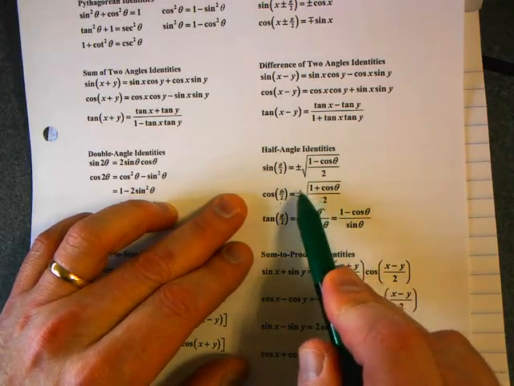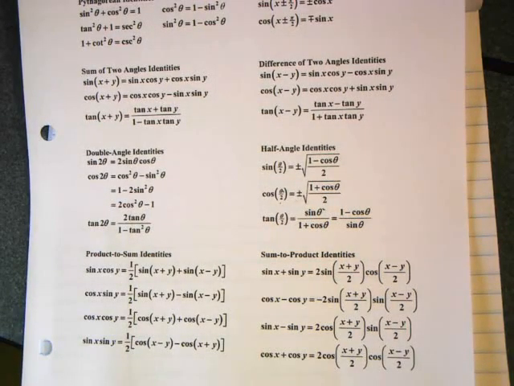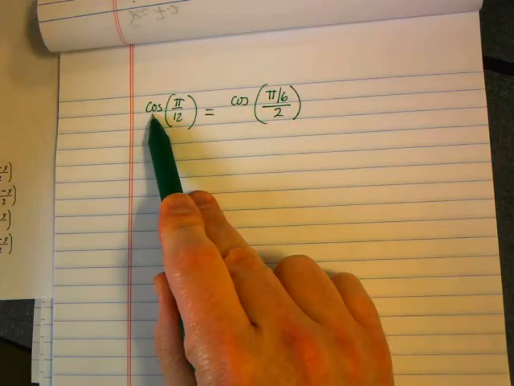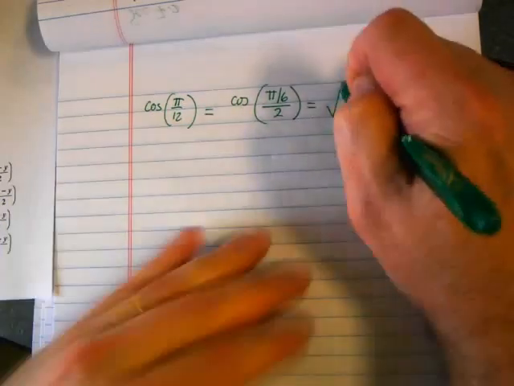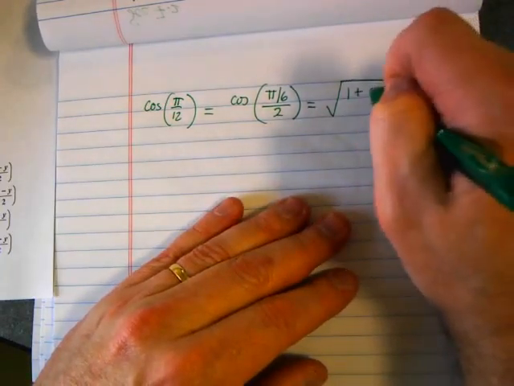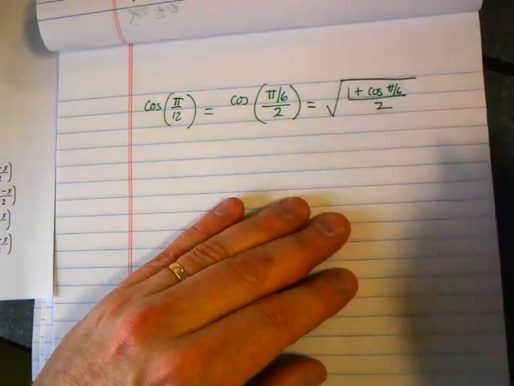Should I use the plus or should I use the minus? Plus, why? 50-50 chance, and I took a guess. Because our angle pi over 12 is in quadrant 1. In quadrant 1, cosine is positive. So in this case, I should use the positive square root. So this is the square root of 1 plus the cosine of pi over 6 over 2.